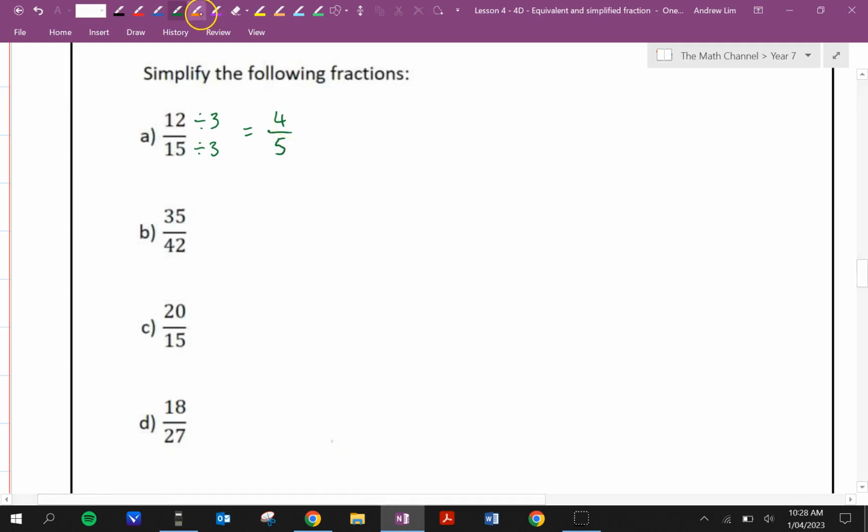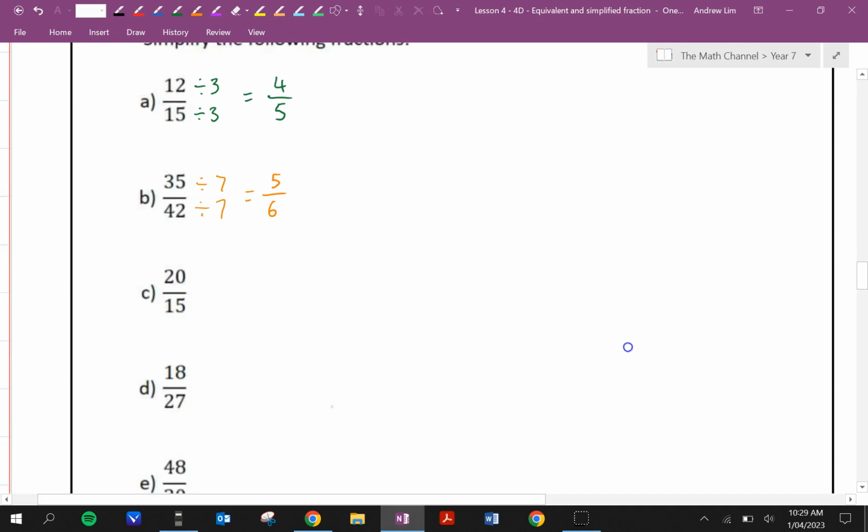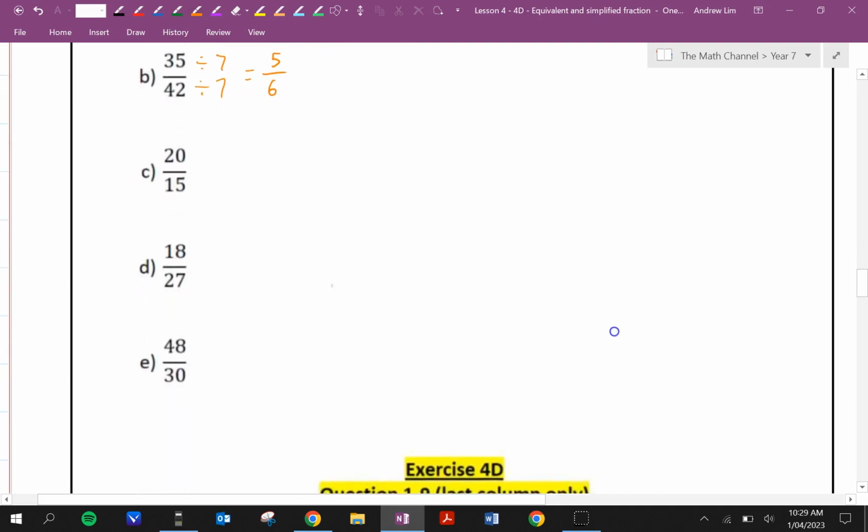I'll do one more with you. 35 and 42. What is the highest common factor of 35 and 42? What's the biggest number I can divide both of them by? 7. 35 divided by 7 is 5. 42 divided by 7 is 6. Have a go with C, D, and E.